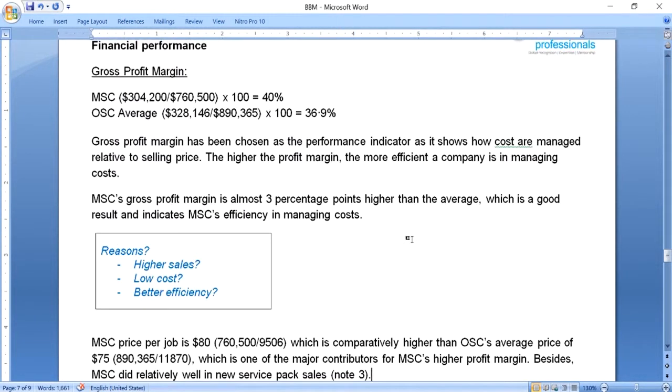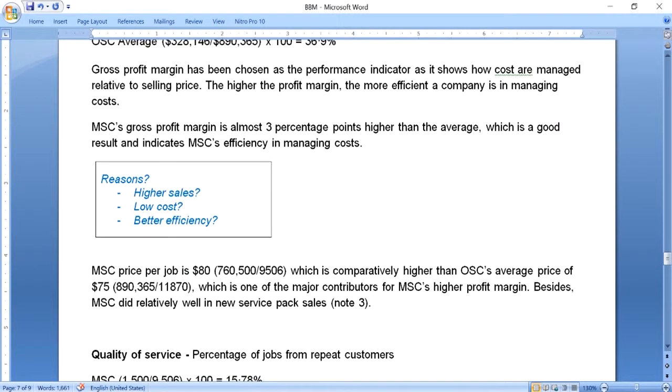Okay, so see, that's how you should answer your question. Don't just say that MSC is doing good and OSC is not doing good. You have to find out the reasons why. And if needed, you can do other calculations. For example, that's what we did here, the relative selling price from the scenario in the question. So that's how you should attempt your part D questions.